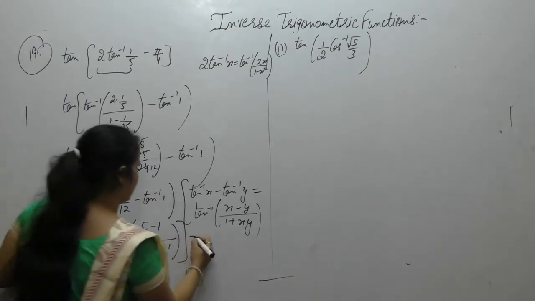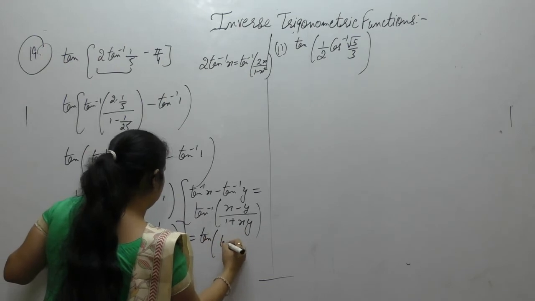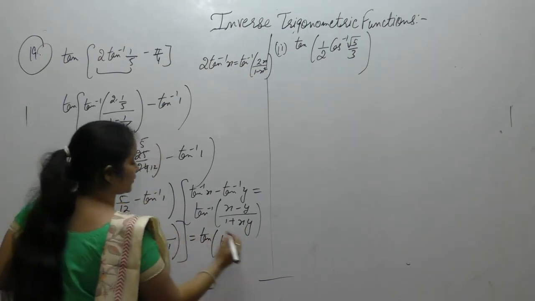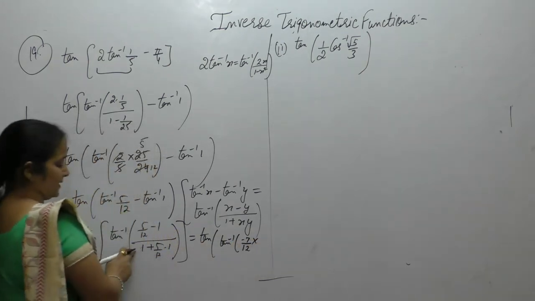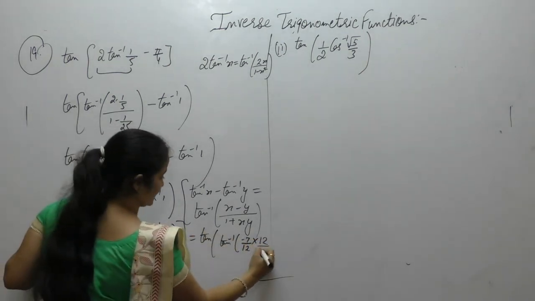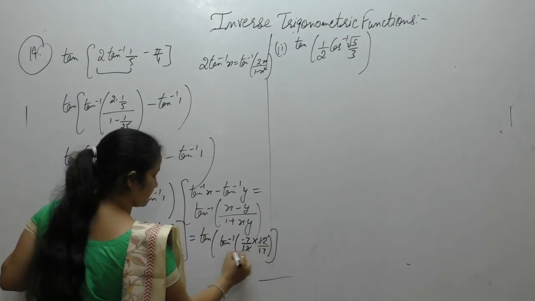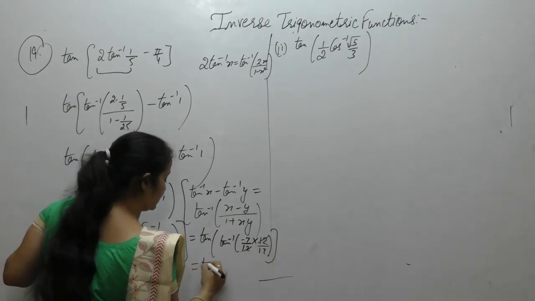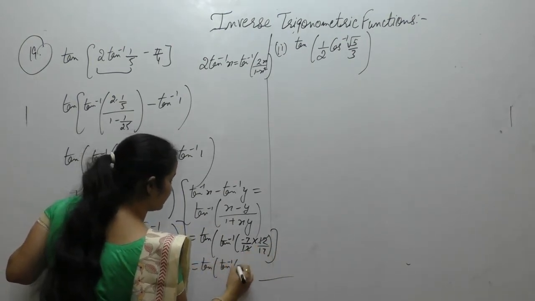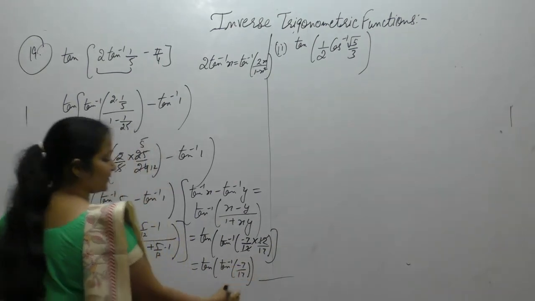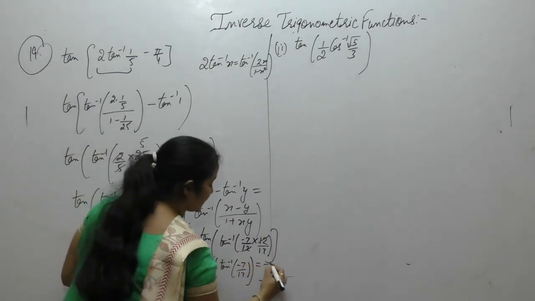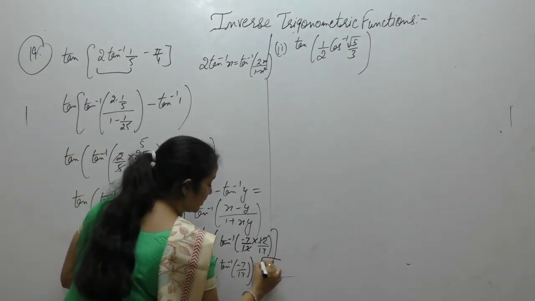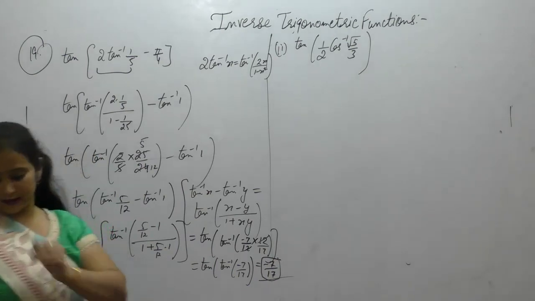So what we get? Tan of tan⁻¹, take the LCM: 12 − 5 is −7, over 12; 12 + 5 is 17. So we get tan of tan⁻¹(−7/17). Tan and tan⁻¹ will get cancelled. So the answer is −7/17. Clear?